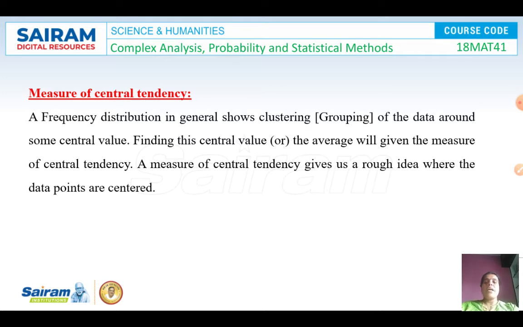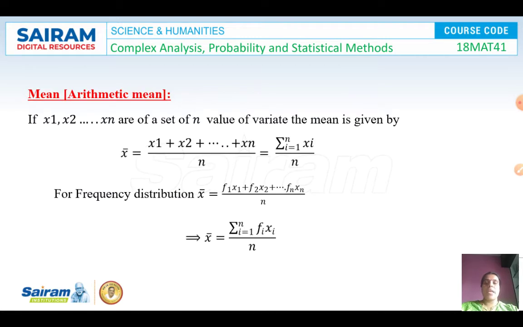Likewise, a frequency distribution, in general, is a group of data around some central value. So finding this central value, the average, will give the measure of central tendency. The measure of central tendency gives us a rough idea of where the data points are centered, upon which the data has been built. Like that, we will be able to understand.